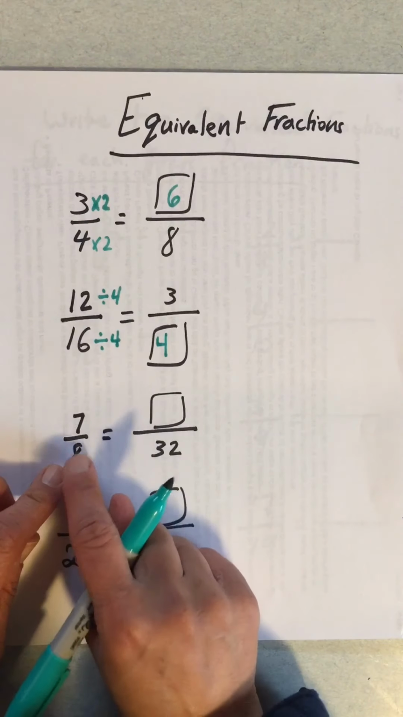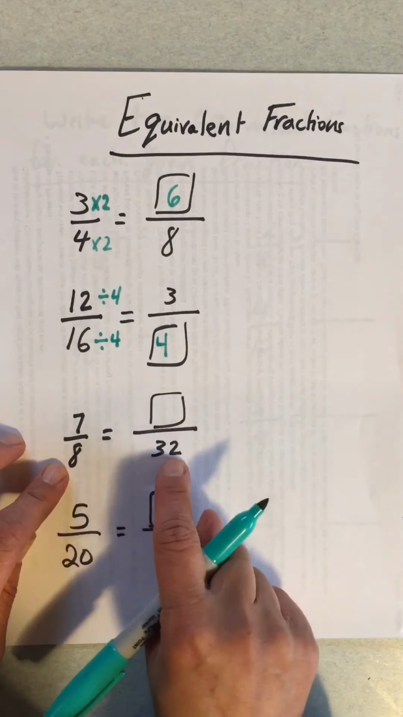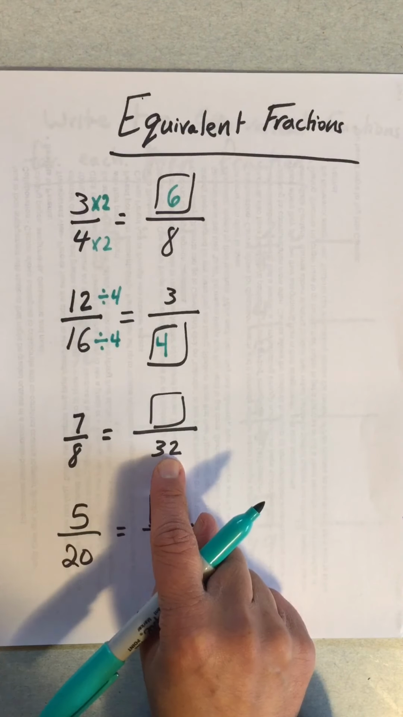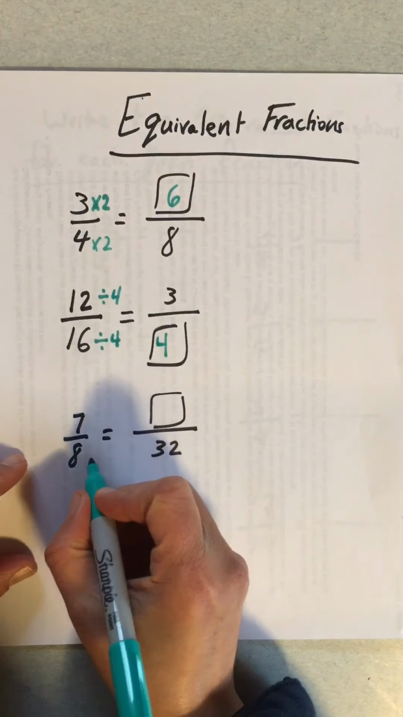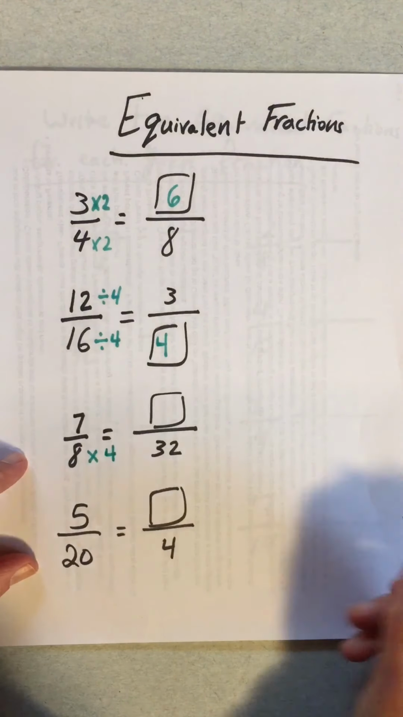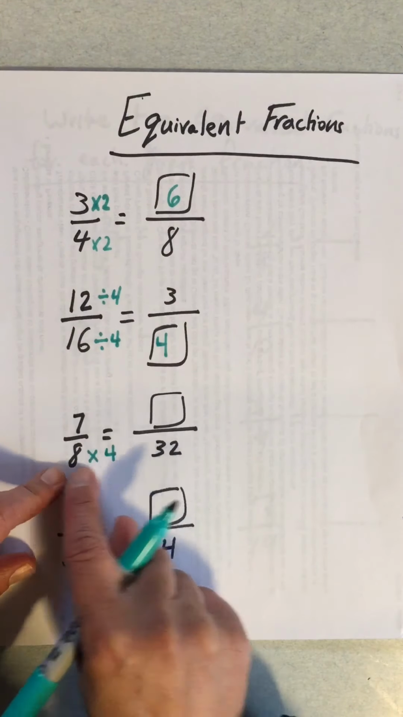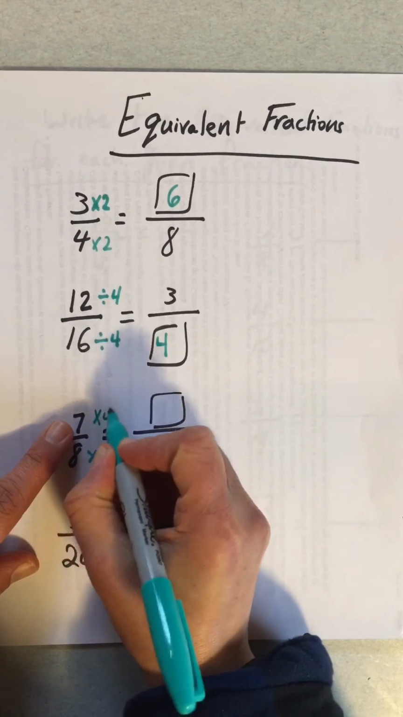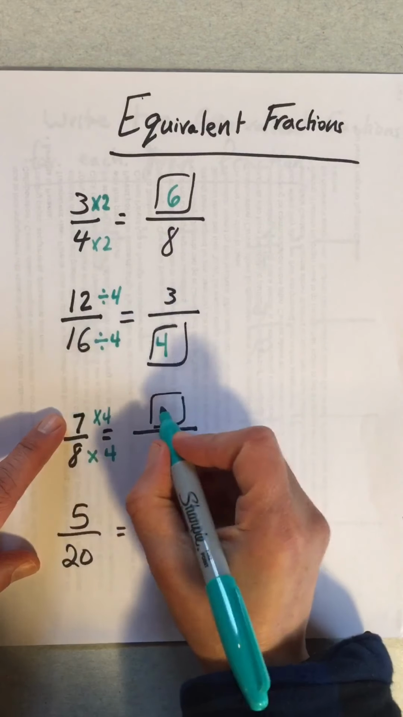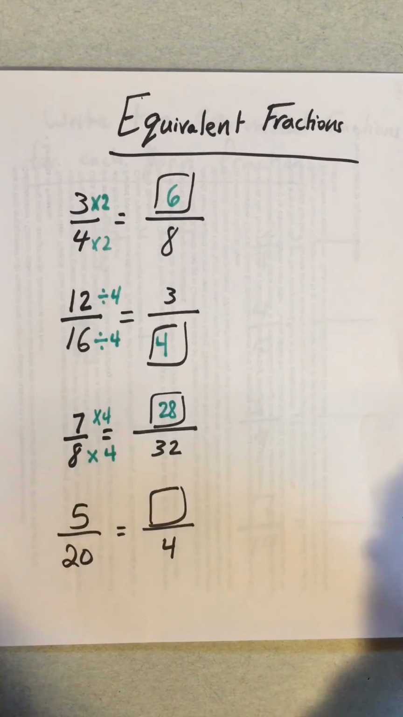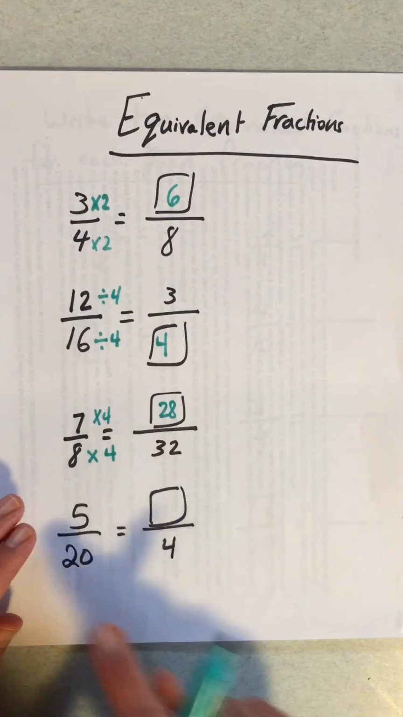Let's move on. So I have a 7 and a blank and an 8 and a 32. 8 is smaller than 32, so this is multiplication. 8 times what gives me 32? 8 times 4 gives me 32. If I multiply the denominator by 4, I multiply the numerator by 4. 7 times 4 is 28. I might be going fast, but we've already covered this, right?